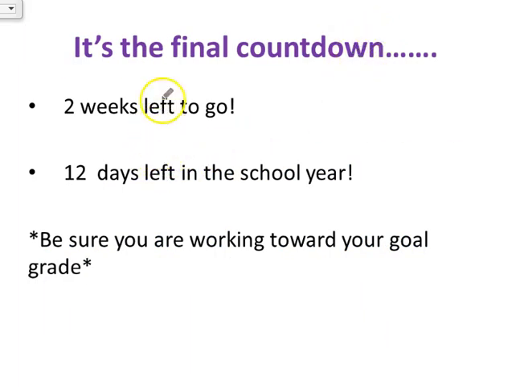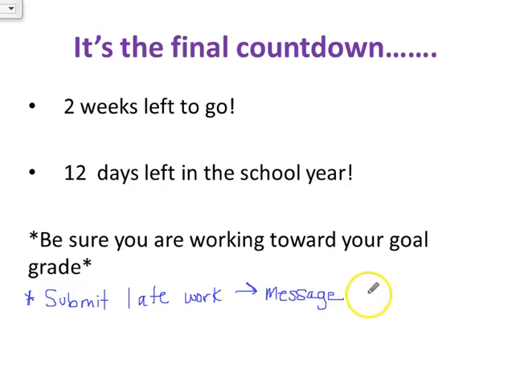All right, so we are in the final countdown for school. There are only 2 weeks left, and only 12 school days left in the school year. So please make sure that you are working towards your goal grade. If you submit any late work, you have to message me. If you do not message me, there's a good chance your work will not get graded because Schoology doesn't let me know when work is turned in late. So you need to advocate for yourself and let me know when you submit late work.